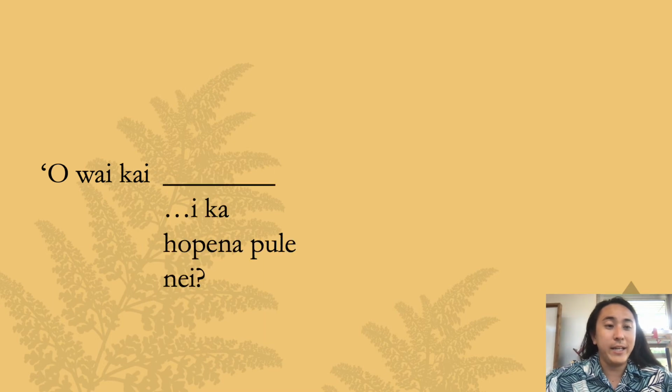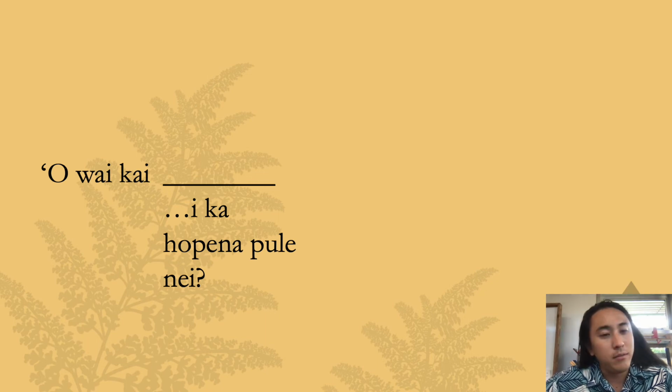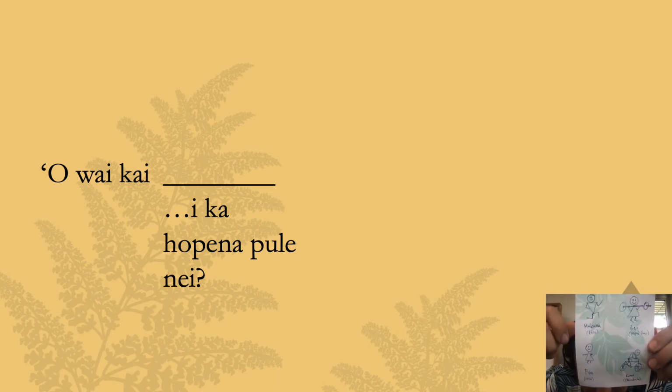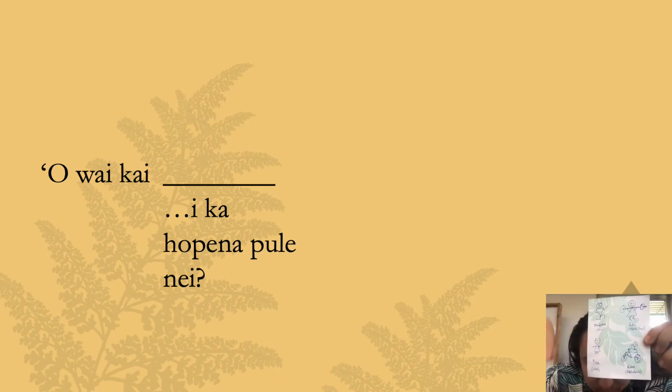O wai kai mea I ka hopena pule nei. So, in this case, for okino o sentences, vale no, okino o, you can shorten ka mea I into kai. O wai kai mea I ka hopena pule nei. O wai ka mea I blank I ka hopena pule nei. So we can look at this ki'i, at 4 of them.